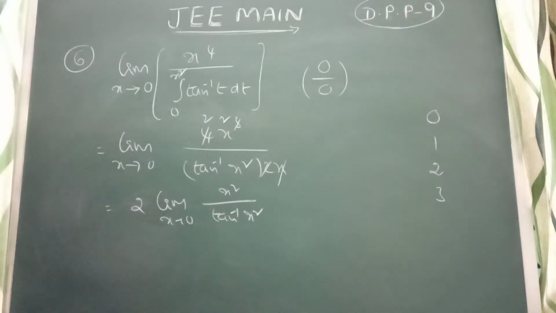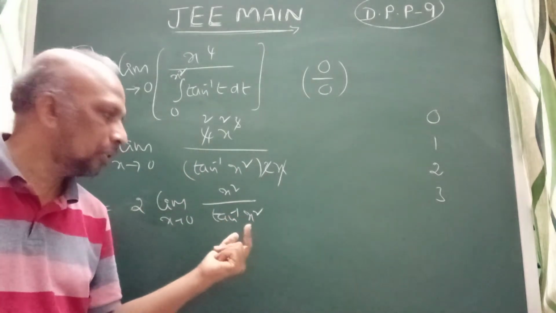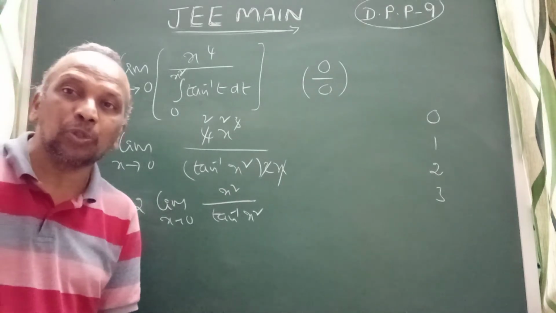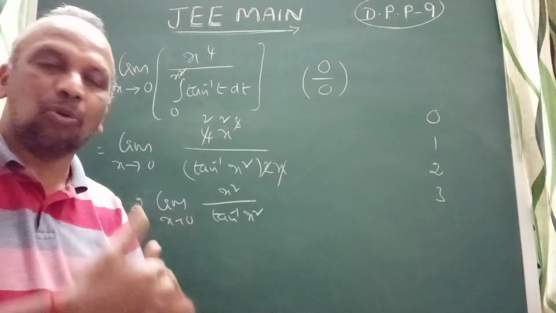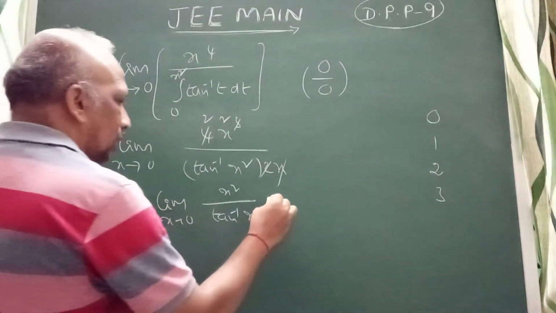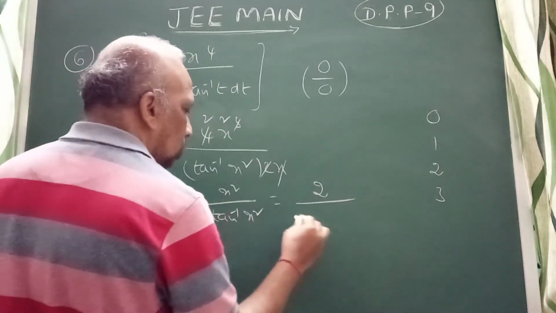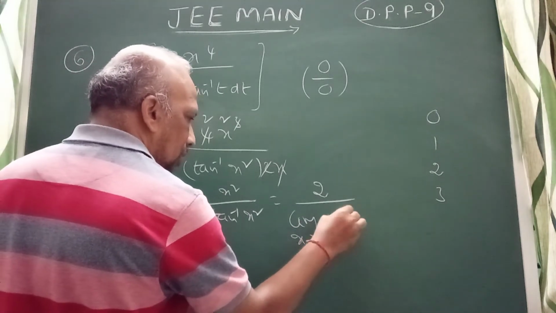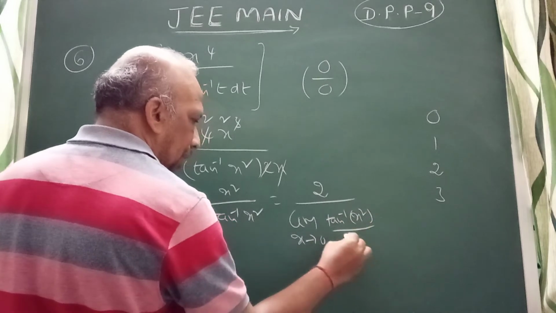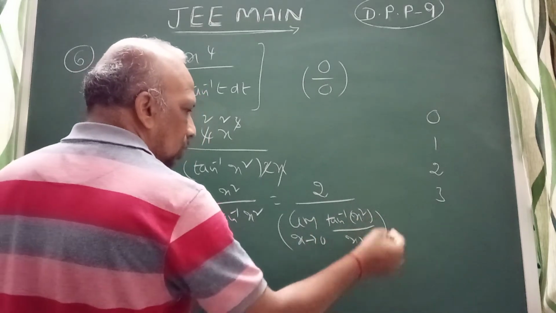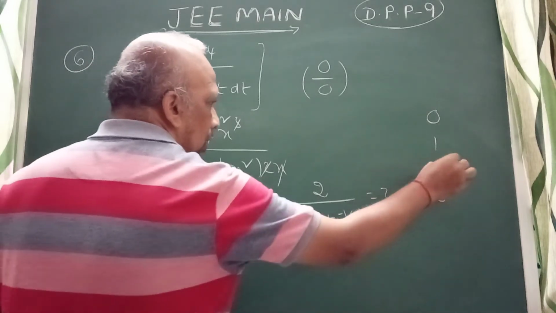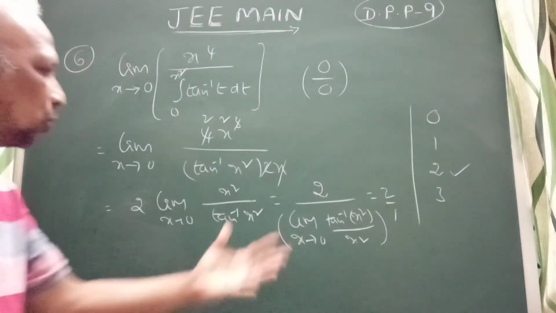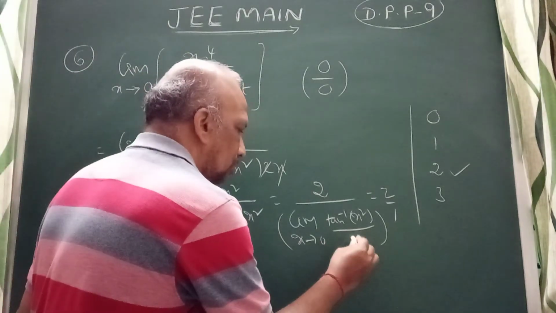Tan inverse of x square. So this will be 1. We know that x square by tan inverse of x square is 1. Why? Because limit x extends to 0, tan inverse x by x is equal to 1. Even if you want, I can write this one 2 into limit x extends to 0 tan inverse of x square by x square we can write. So this is 1. So 2 by 1. Your answer is 2. This is by x square.